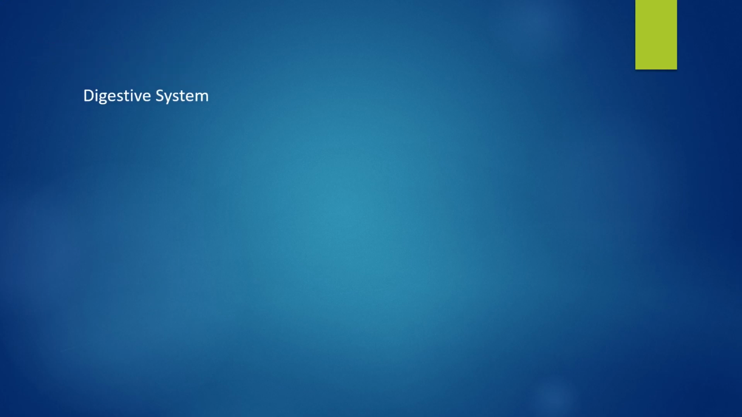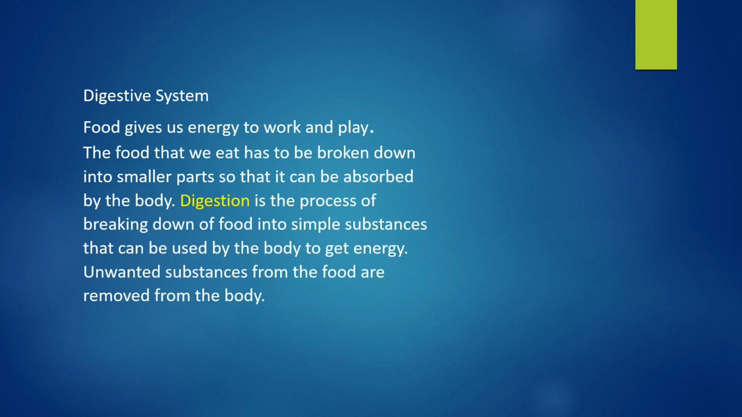Then let's come to the digestive system. How does our body digest our food? About that, we are going to learn in this topic. Food gives us energy to work and play. The food that we eat has to be broken down into smaller parts so that it can be absorbed by the body. Digestion is the process of breaking down food into simple substances that can be used by the body to get energy. Unwanted substances from the food are removed from the body.